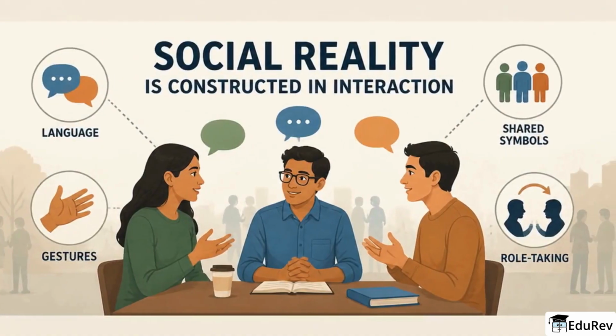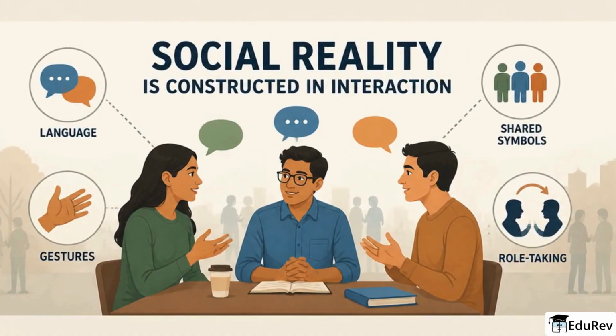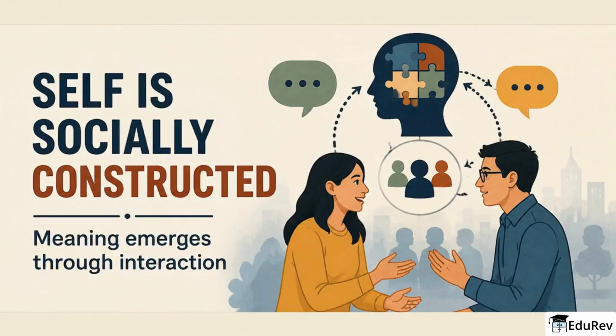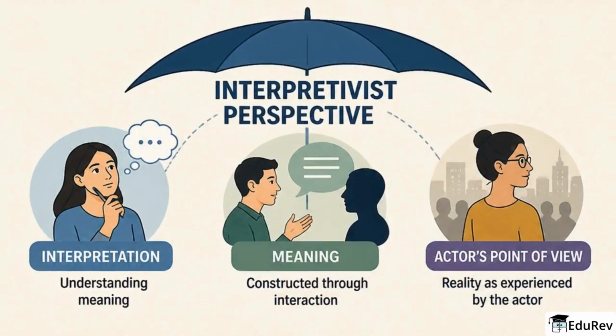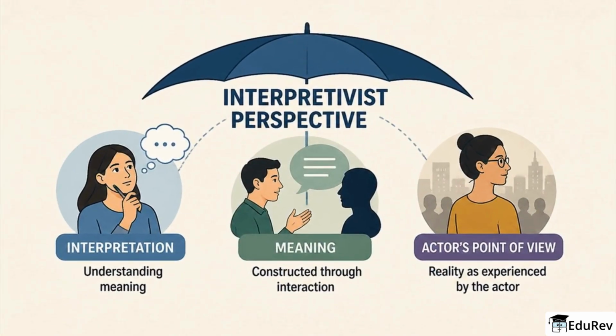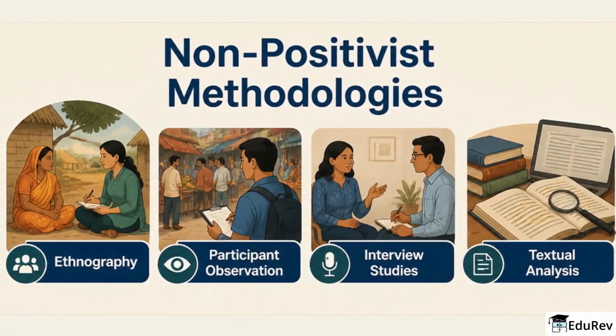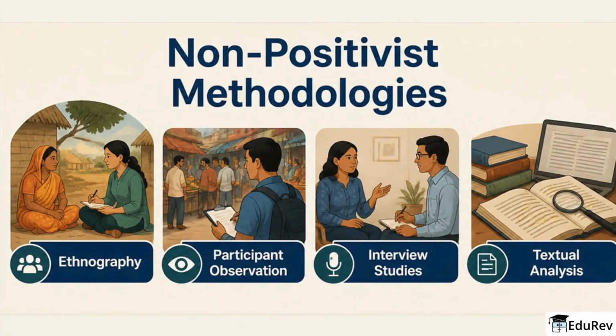Symbolic interactionism focuses on how people construct social reality through language, gestures, and shared symbols in conversation and role-taking. This school highlights how the self is socially constructed and how meaning emerges through interaction at the micro level. Together, these perspectives fit under the interpretivist umbrella, stressing interpretation, meaning, and the actor's point of view. Methodologically, non-positivists tend to prefer ethnography, participant observation, interview-based studies, and detailed textual analysis.